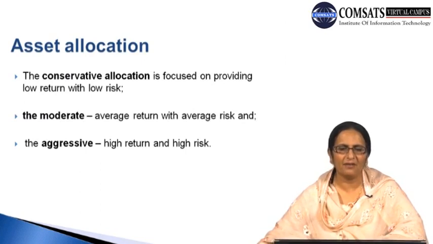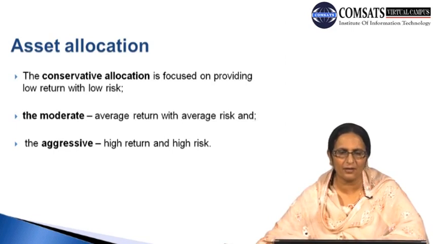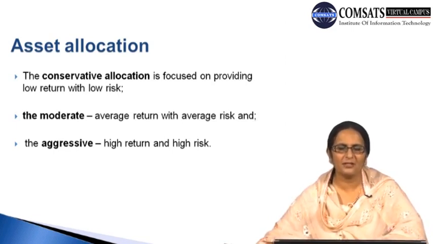And then we have conservative allocation. We have three types of allocation. One is conservative, which indicates low risk and low return. Then moderate allocation, which is associated with average return and average risk. And then aggressive, which is associated with high risk and high return.